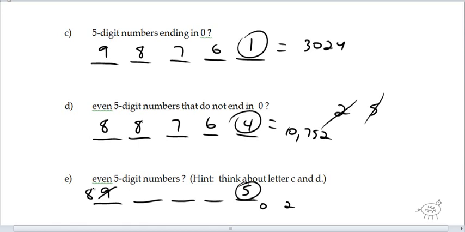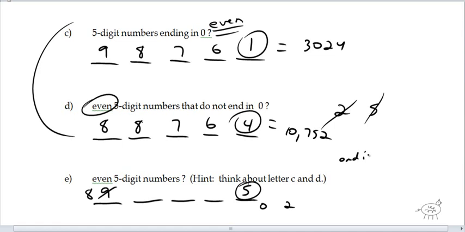Did I use a 0 or did I not use a 0? So the reason I said think about letter C and D: letter C says it's a 5-digit number ending in 0, which is an even number, isn't it? If it's ending in 0, isn't it even? And this one's an even 5-digit number, not ending in 0. So you're either going to end in 0, or not end in 0.